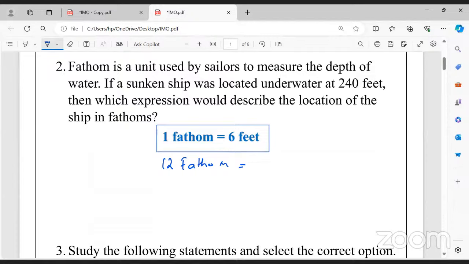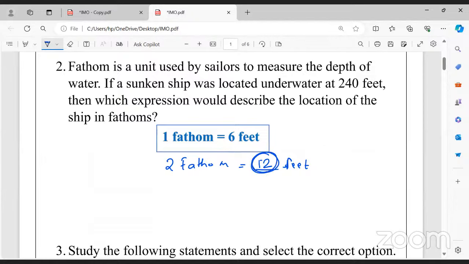Okay, you all are saying the answer should be 240 divided by 6. Very good, Sujay. You're so prompt. No, my question is different. Sorry, my question was wrong. My bad. If I say 2 fathom, how many feet does it mean? So many of you said the right answer also. 2 fathom now. Yes, very good. It's 12.